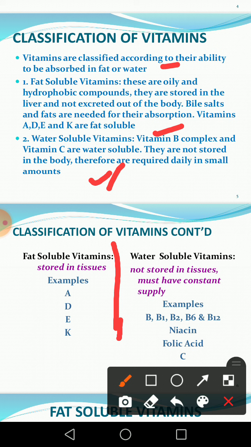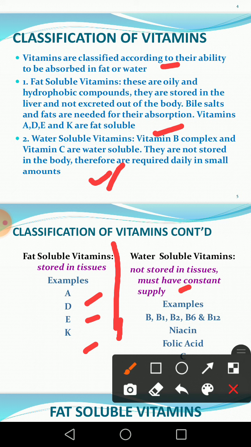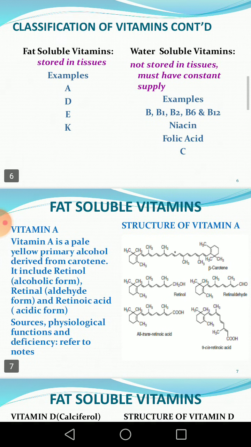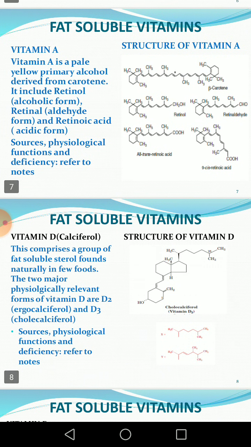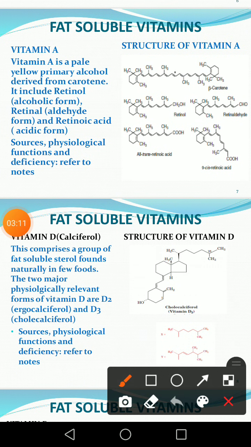Fat soluble vitamins are those that are stored in tissues. Examples include vitamin A, D, E, K. Water soluble vitamins are not stored in tissues and must have a constant supply. Examples include B1, B2, B6, and B12, niacin, folic acid, and vitamin C. Okay. Fat soluble vitamins. Vitamin A.